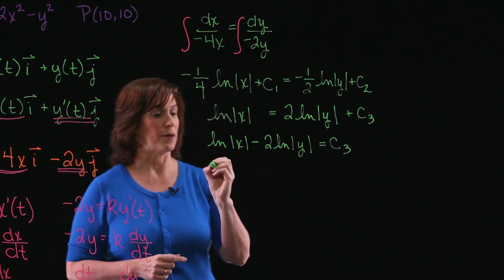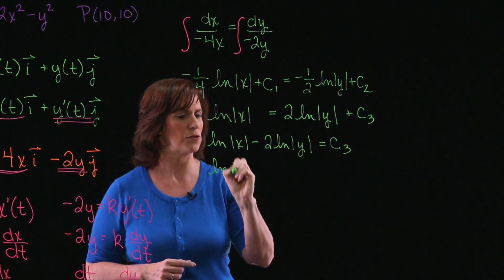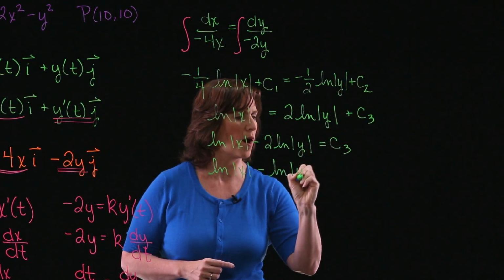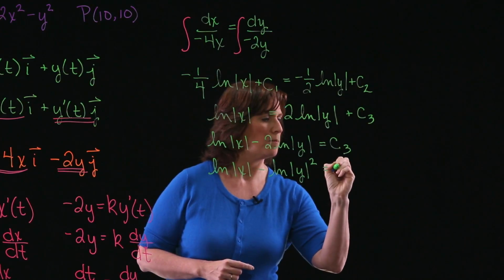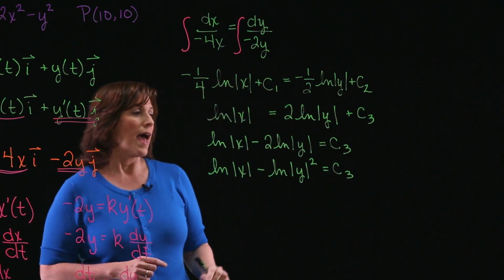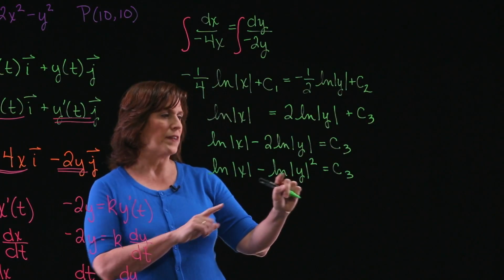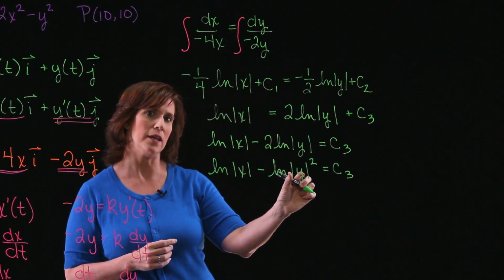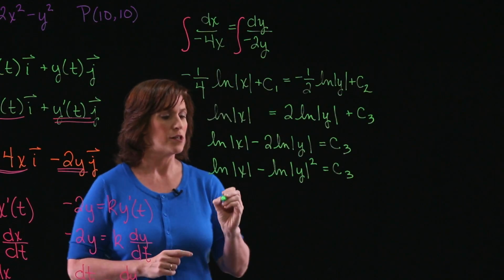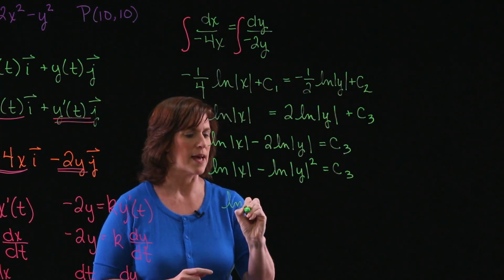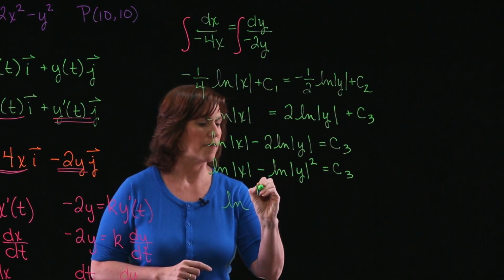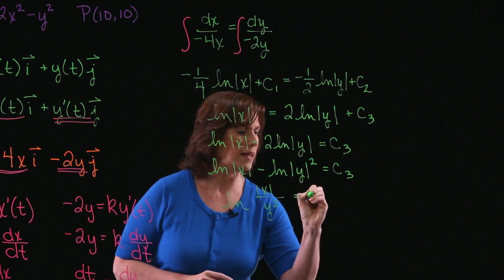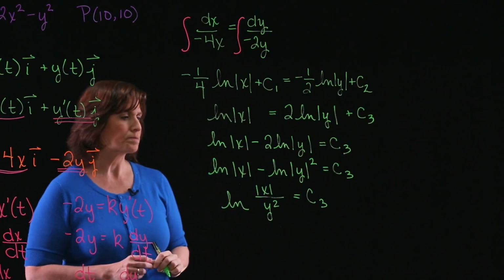Now I'm going to use some log properties and write this as the natural log of the absolute value of x minus the natural log of the absolute value of y squared being equal to my constant. And I notice here that I've got the natural log of the absolute value of y squared. If I square y, I'm guaranteed that it's positive, so I really don't need those absolute values in this case anymore. So when I rewrite using my log properties, I'll write this as the natural log of the absolute value of x all over y squared. And that equals my constant.